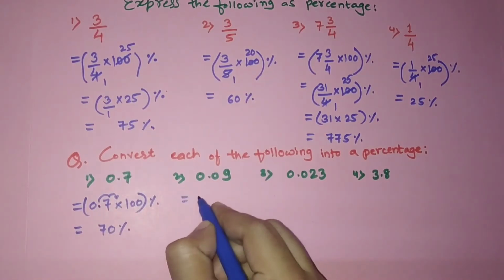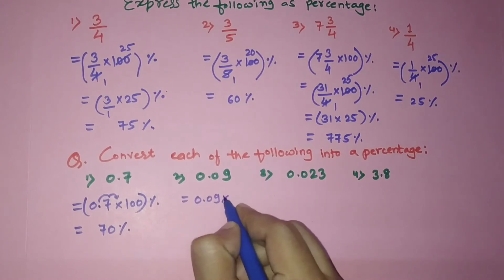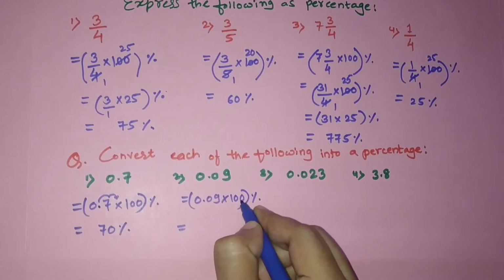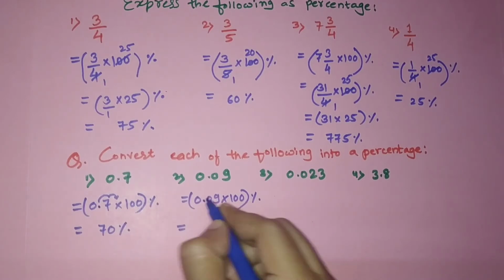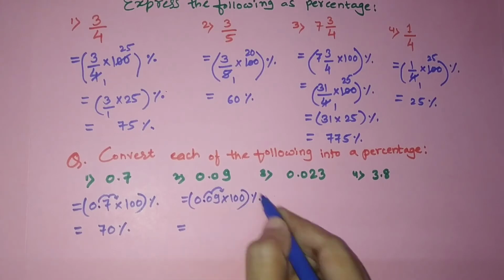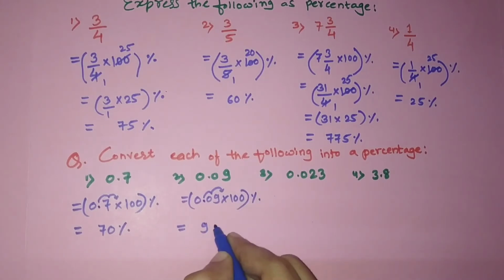And now here 0.09, and we want to multiply it by 100. There are 2 zeros, so this decimal point will move 2 places to the right-hand side. And it becomes just 9%.